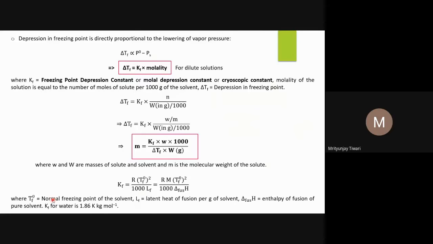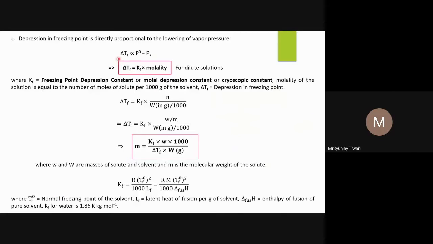In the case of vapor pressure, relative lowering in vapor pressure is the colligative property. The lowering in vapor pressure itself is not the colligative property. What is the colligative property? Relative lowering in the vapor pressure. But for the case of freezing point, just the depression in the freezing point is the colligative property. It is not relative depression. So please remember, don't get confused with the two things.